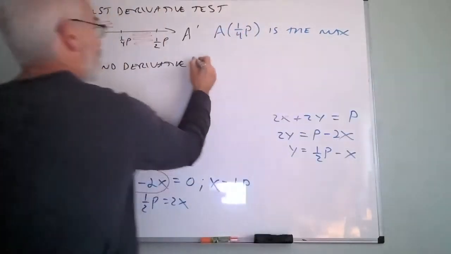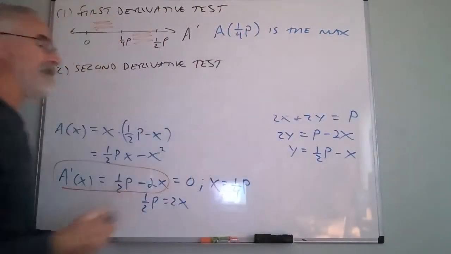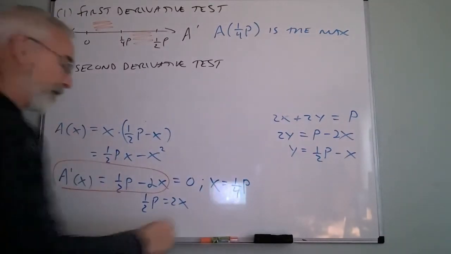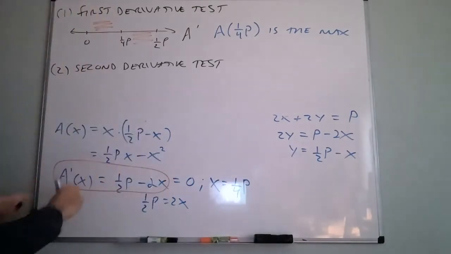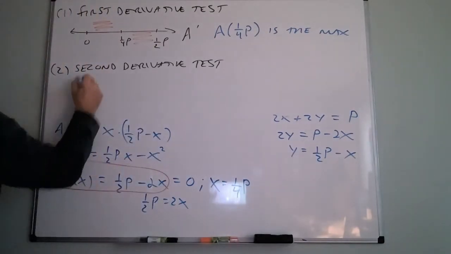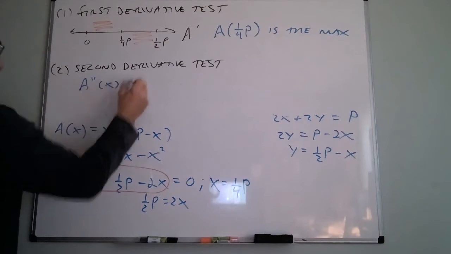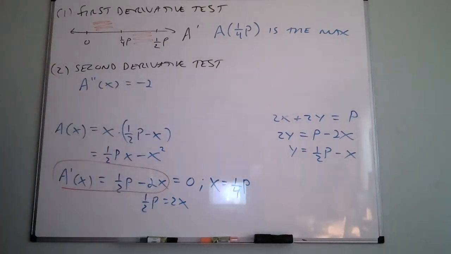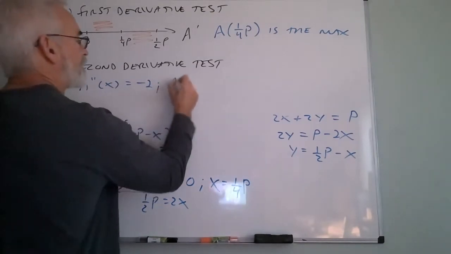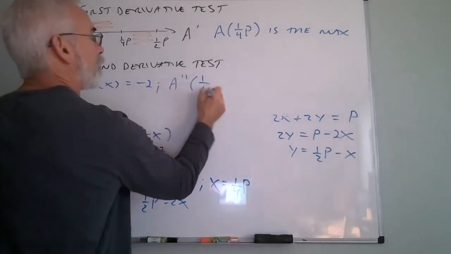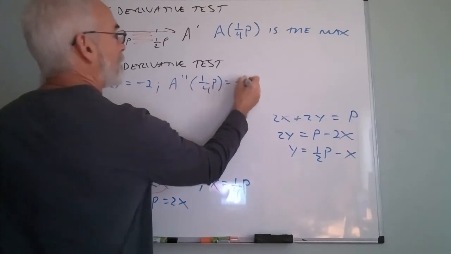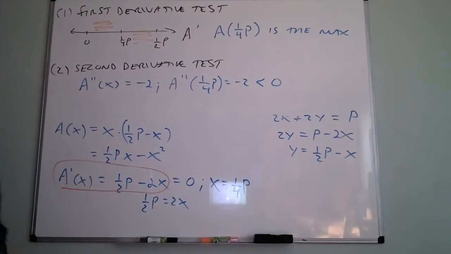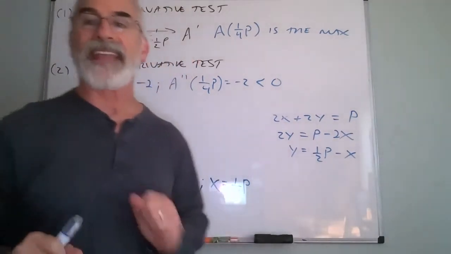Now the second derivative test says I'm going to take the second derivative and evaluate it at the critical number. So what is the second derivative? If this is the first derivative, then the second derivative is just -2. Evaluated at 1/4 p, it would still be -2, which is less than 0.